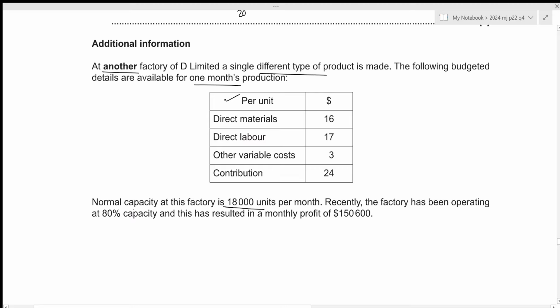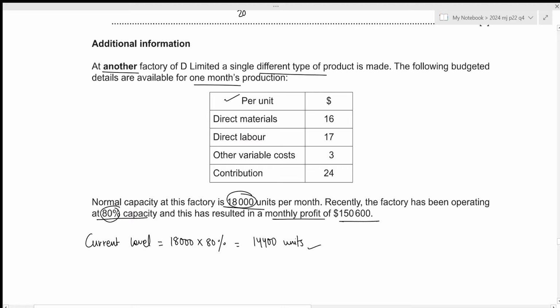Recently, the factory has been operating at 80% capacity. So the current level of output is 80% of the normal capacity. So 18,000 times 80%, which results in 14,400 units. And by producing these units, the factory was able to result in a monthly profit of 150,600.